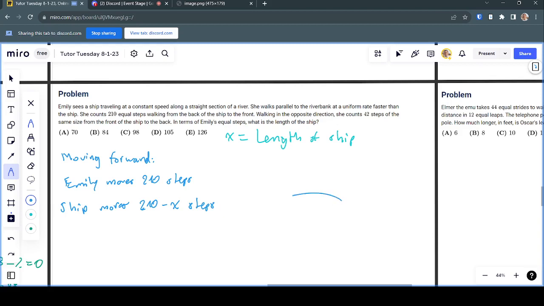here's a top-down view of the ship. Here's Emily. They're both moving in this direction, but the ship is moving a little bit slower. So while Emily moves over to here, 210 steps, the ship, let me do it in a different color, may still be right here, while Emily is in her new position here.